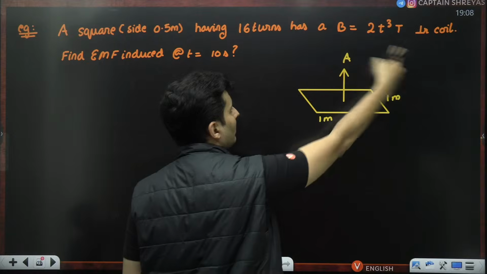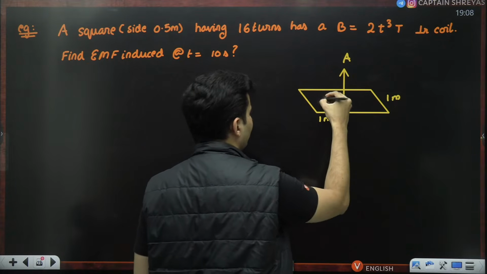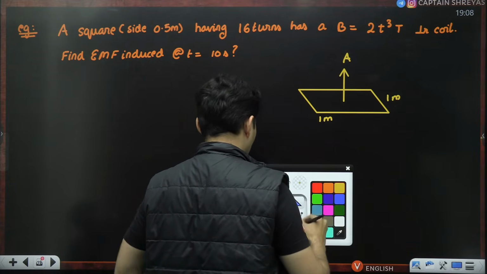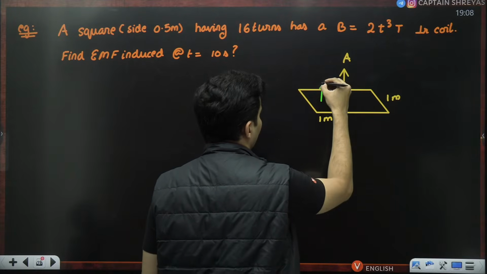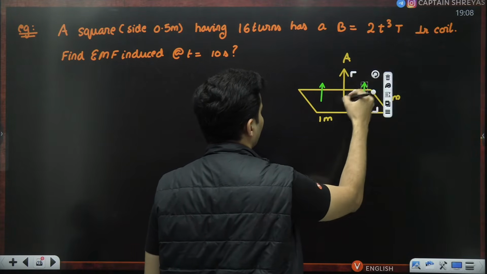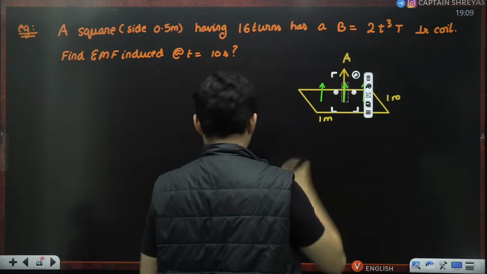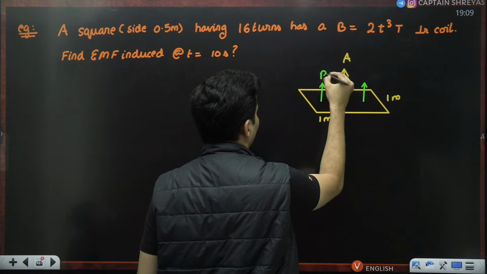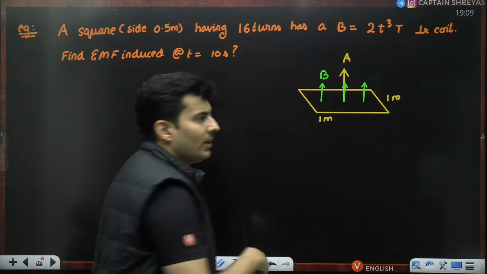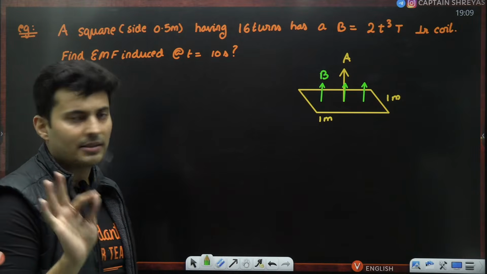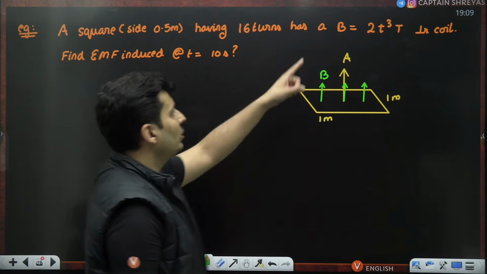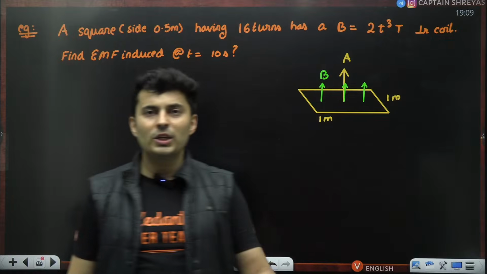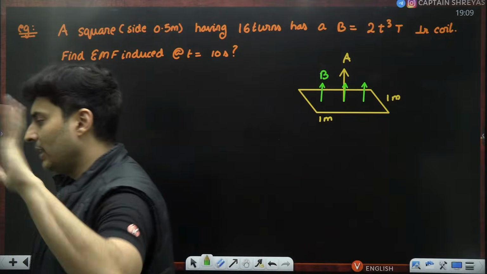Magnetic field is going to be perpendicular to the coil's plane. That means the magnetic field is also in this particular direction only. You don't have to break your head. It is like this. So the angle between the area and the magnetic field vectors is 0. And it is changing as 2t cube Tesla. Time changes, magnetic field changes.